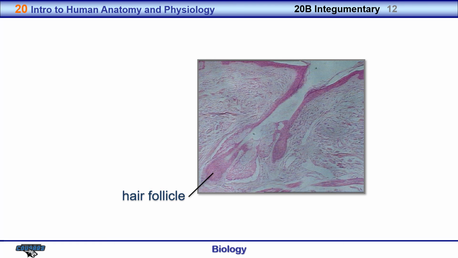So here is a micrograph, like a cross section of the skin. You can see the hair follicle down here at the bottom, and then the rest of the hair would go out through that opening that you can see right there. That's where the hair would stick out of. So that's where it would grow in that direction.